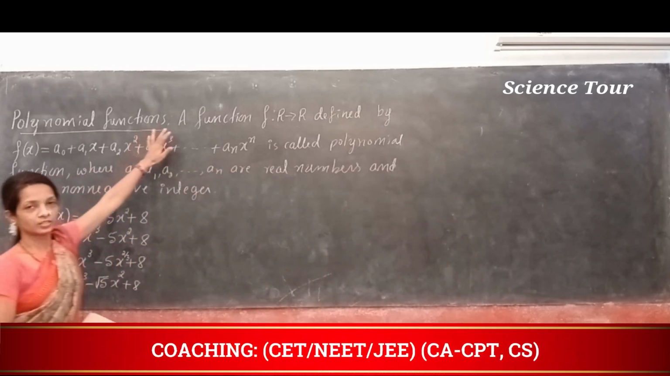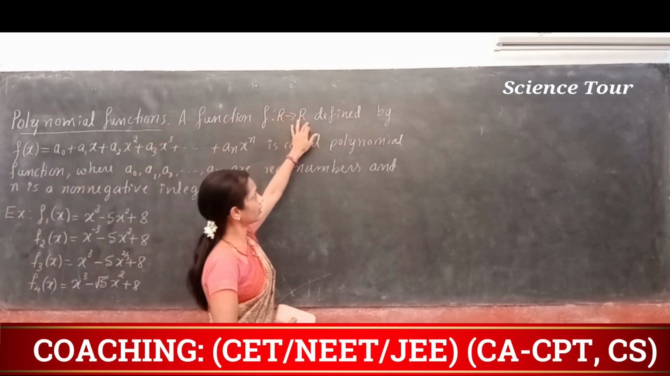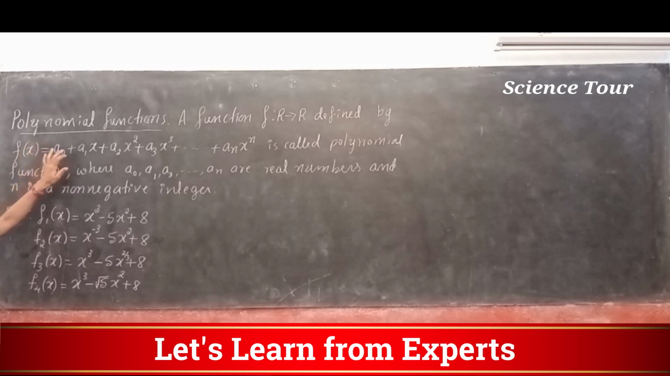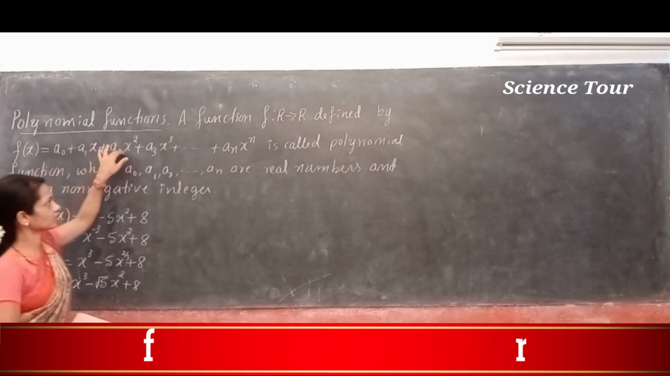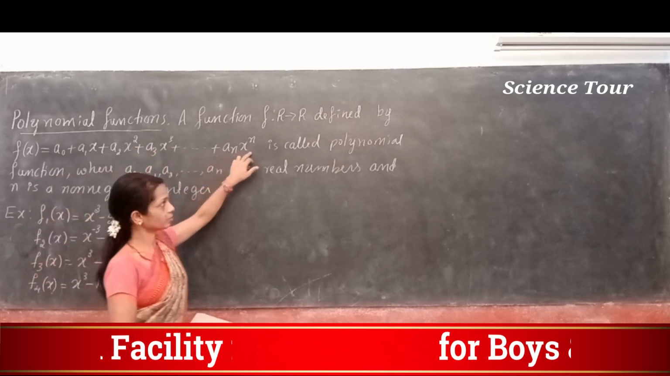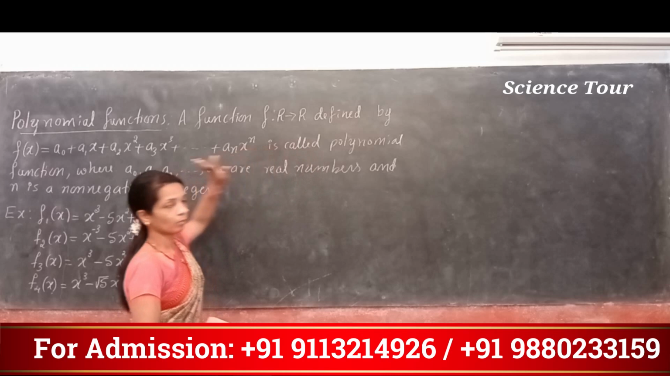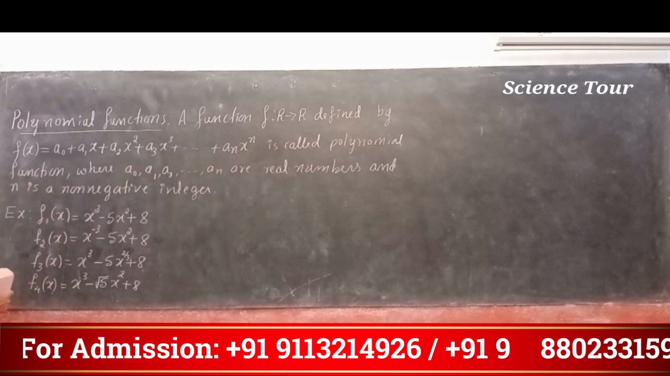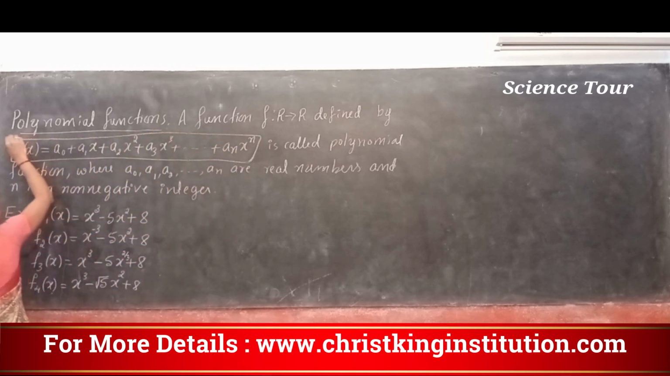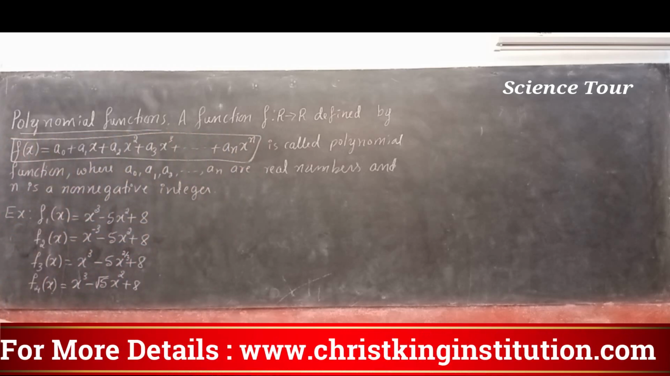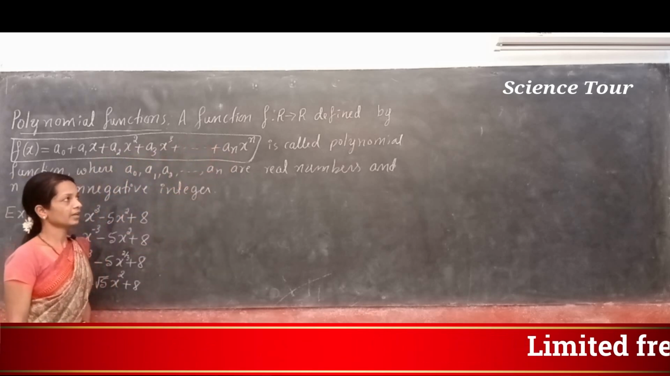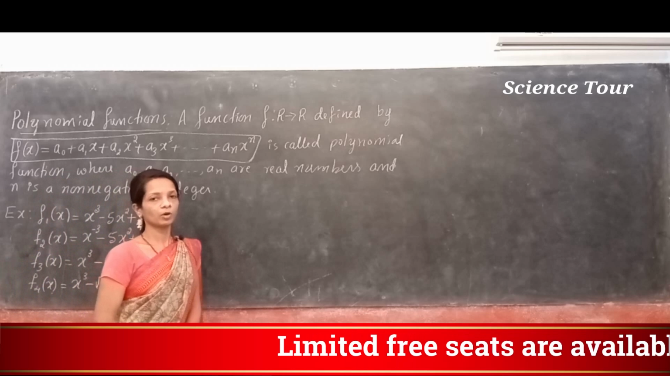A function f from R to R defined by f of x equal to a naught plus a1x plus a2x square plus a3x cube plus etc plus an x power n, that is called a polynomial function. A function which is defined in this way is called a polynomial function.